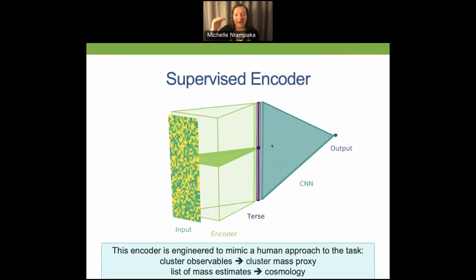Now I've got a list of these Terse values, and I'm going to take that ordered list, crank it through a CNN, and ultimately output the underlying cosmology. Okay, so to repeat it one more time, because I think this is really important, the encoder is going to mimic a human approach to the task. We're going to take the cluster observables for each cluster, make a cluster mass proxy. Then I'm going to take a list of the mass estimates and use that to constrain the cosmology.